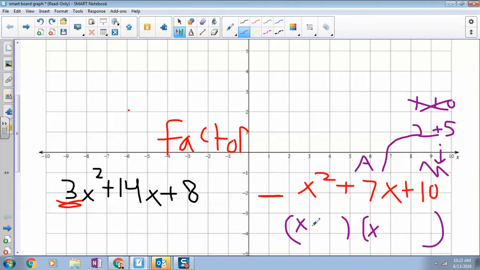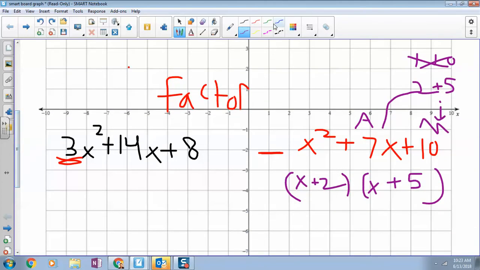So we got x plus 2 and x plus 5. Those would be our factors. We'd set it equal to 0. Then after that, we have 3x squared plus 14x plus 8, right? So this one's a little different. First of all, we got to get rid of that 3.